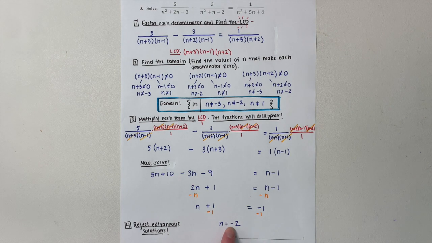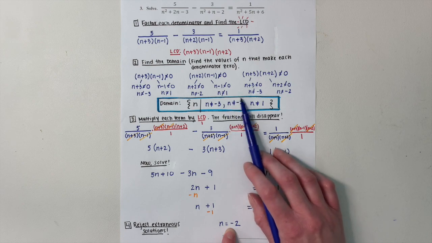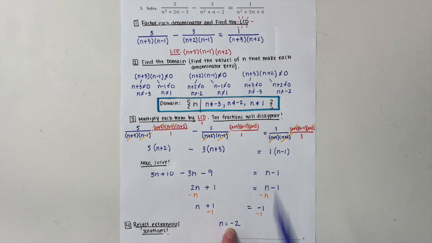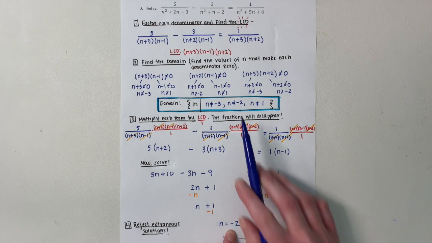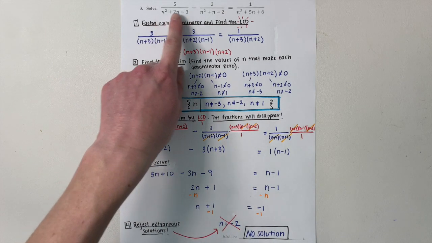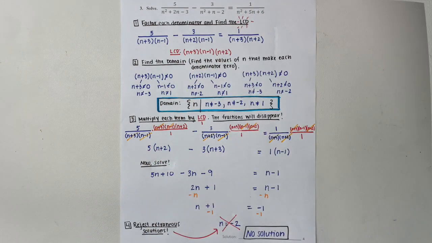Our solution is -2, and that value is forbidden, because if n is -2, that would make this denominator 0 and also this denominator 0. So since this is one of the forbidden values, we have to reject it. And since we rejected our only solution, that means that the final answer is no solution. That means that there is no value that you could plug in for n that would make this side of the equation equal to this side.